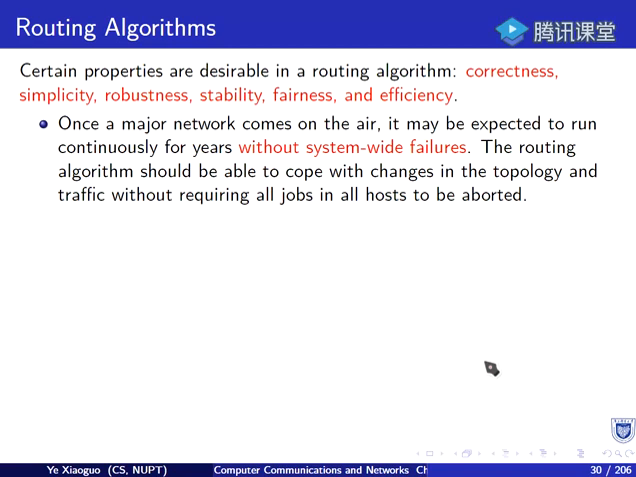Certain properties are desirable in the routing algorithm. So what properties are desirable in a routing algorithm? The first one is connectedness. The routing algorithm results should be correct. The packet should finally be delivered to the destination. Routing should be correct.